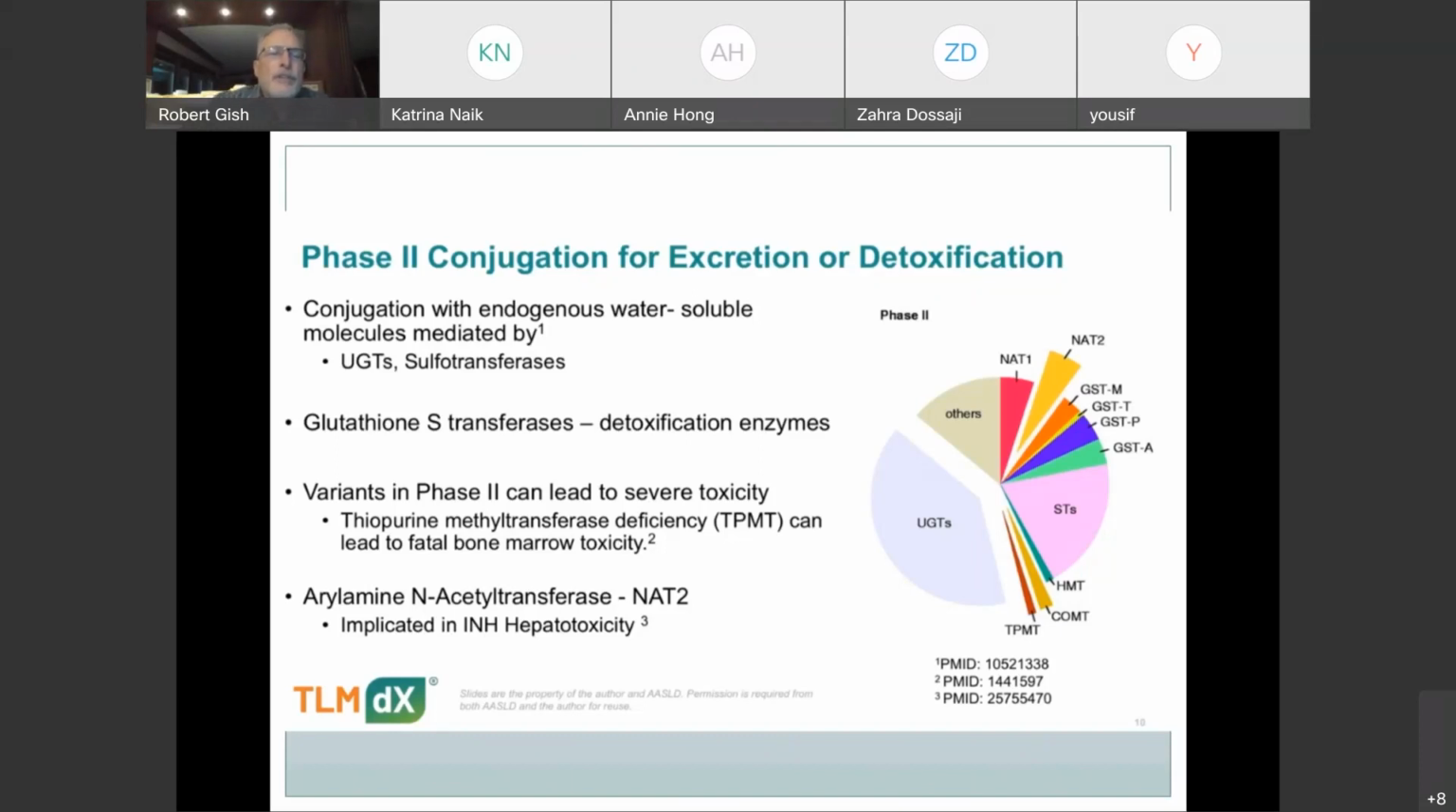They have a deficiency of this thiopurine methyltransferase, and that can lead to fatal bone marrow suppression, which I've seen a few times. And I also believe that this has some relationship to the risk of pancreatitis from the Imuran specifically. There's also this arylamine acetyltransferase polymorphism that's implicated in INH toxicity, and hepatotoxicity can be predicted with this polymorphism analysis.